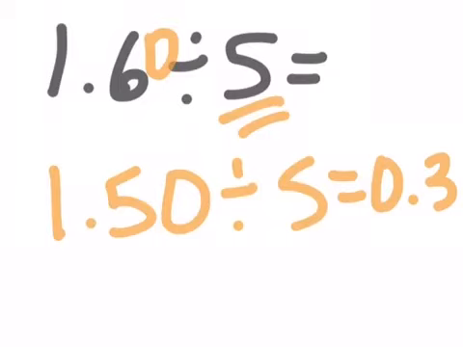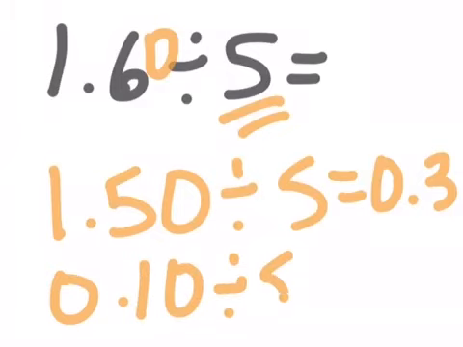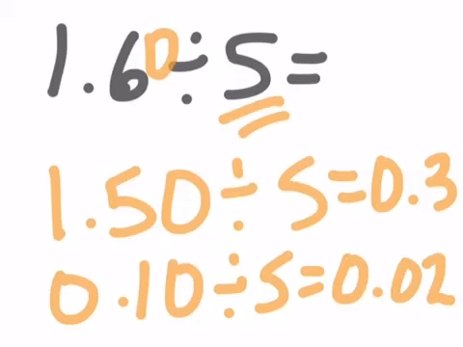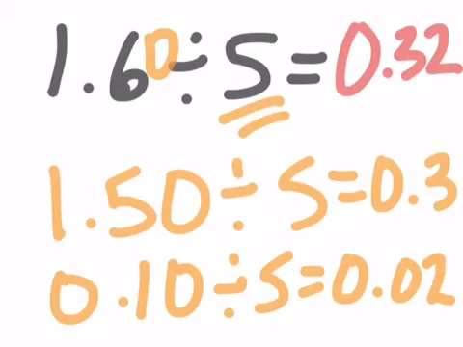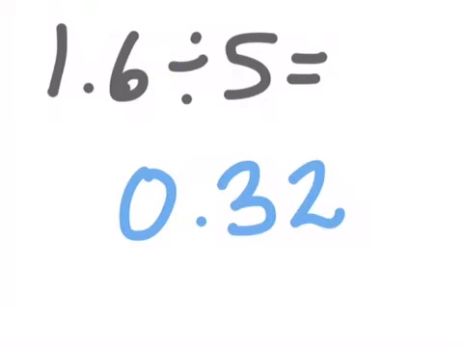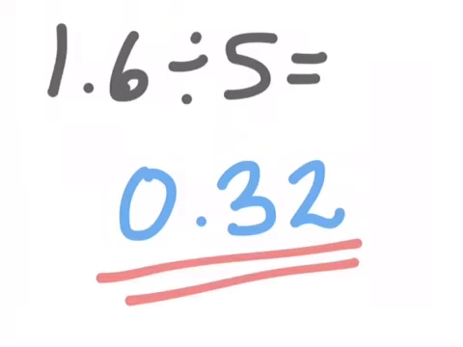I then realize, okay, I have 10 cents left over, and if I need to share my 10 cents between my 5 friends, each person is also going to get 2 cents. So I have 3 tenths, and then I have 2 hundredths. So altogether, each person, if I'm sharing $1.60 between my 5 friends, is going to get 32 cents. So how many times will 5 fit into 1 and 6 tenths? It's 32 hundredths of a time.